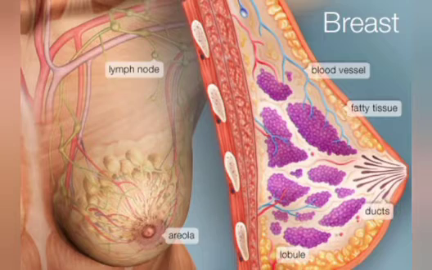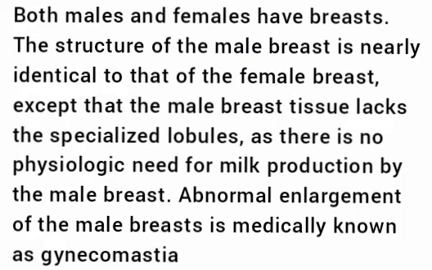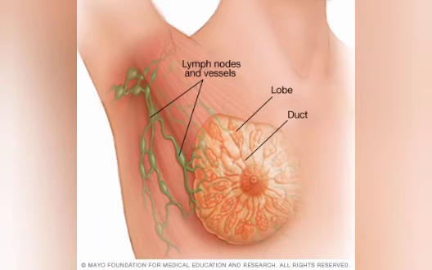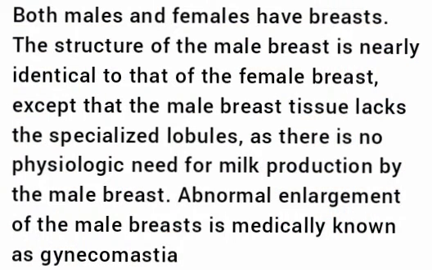Both males and females have breasts. The structure of the male breast is nearly identical to that of the female breast, except that the male breast tissue lacks specialized lobules, as there is no physiologic need for milk production by the male breast. Abnormal enlargement of the male breast is medically known as gynecomastia.